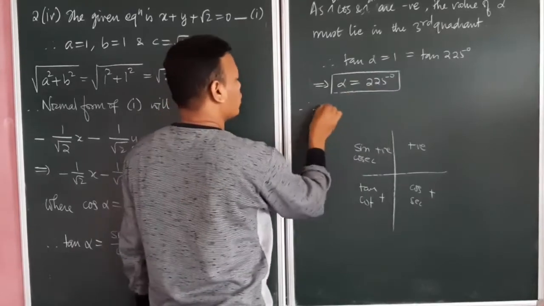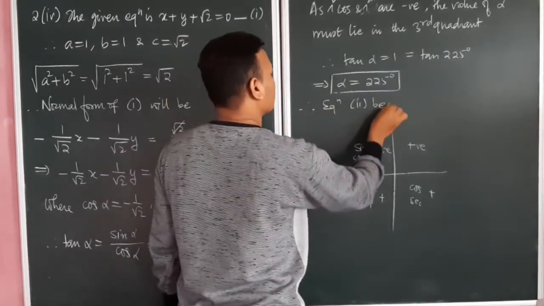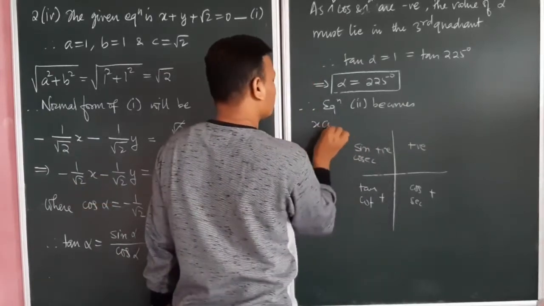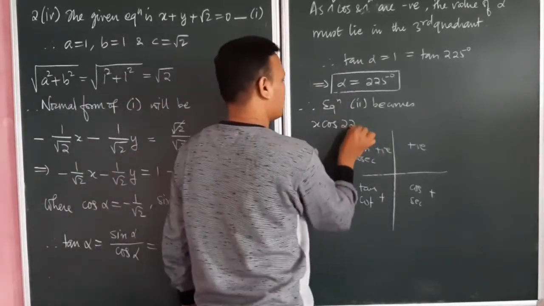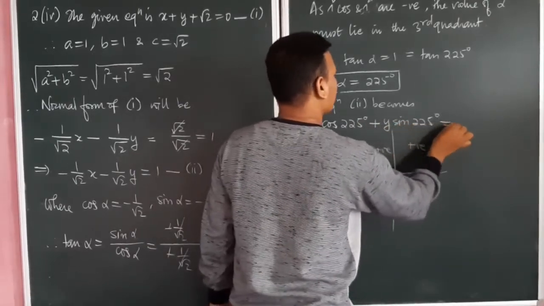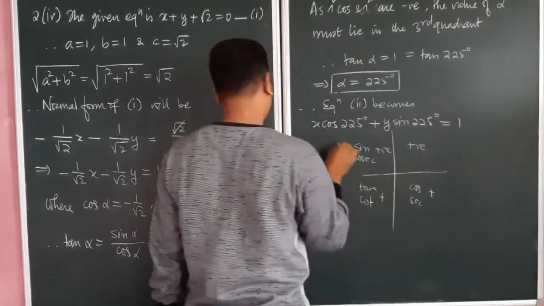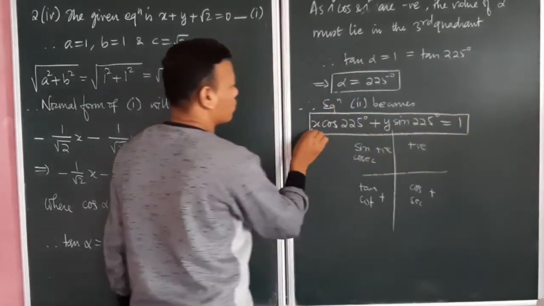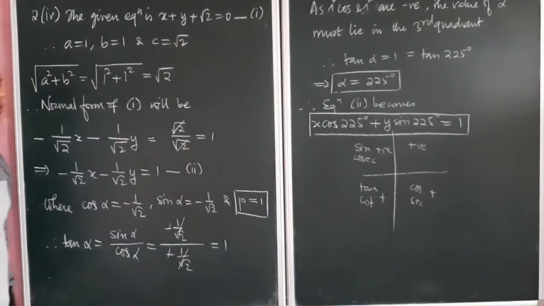All right, so therefore equation 2 becomes x cos 225 degrees plus y sin 225 degrees equals p, and p is equal to 1. You may pause the video to note down. So this will be the normal form of equation 1.